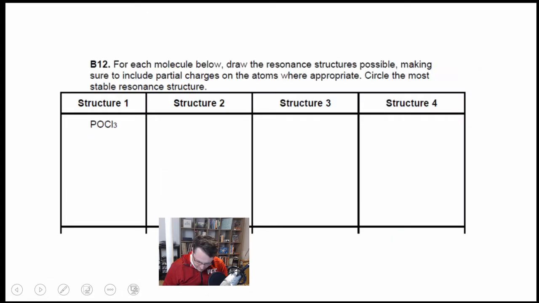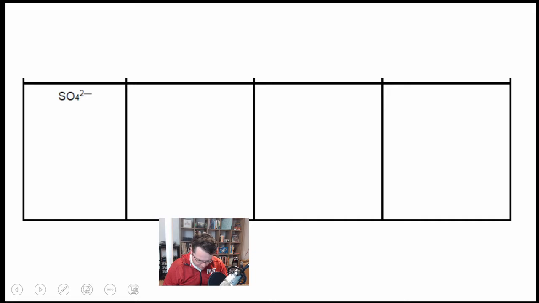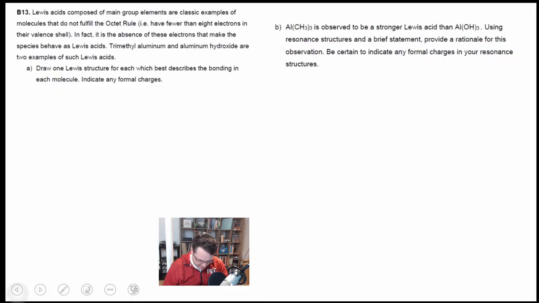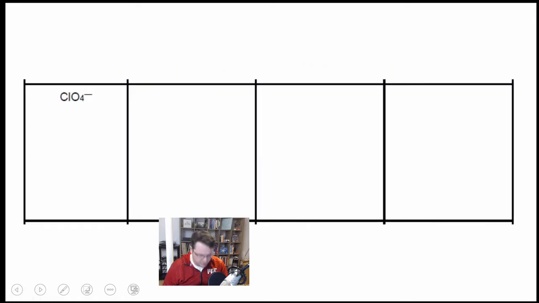Moving on. Right, so B12 now. This is one where it's drawing resonance structures. So I'm not going to do most of them. Right, so the one that I guess I didn't have PO4 here. But if you're drawing resonance structures, you can just simply move around things.